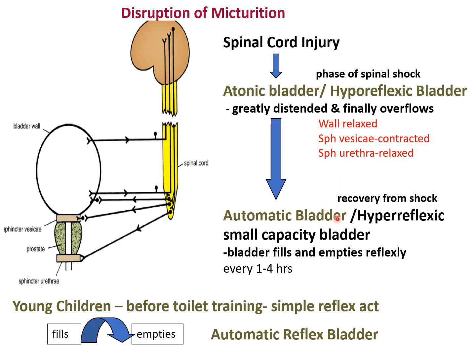What is an automatic bladder? That is, it is one in which there is no connection between the spinal cord and the brain. There is an upper motor neuron injury which has taken place. The reflex is acting on its own without the intervention of the higher brain center. It fills, it empties. So it is automatic. It's on its own. It can function.